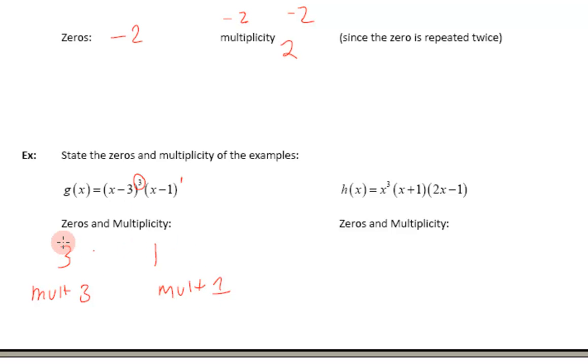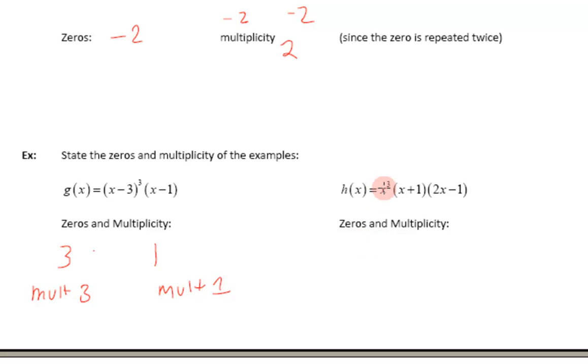And so that means there are 1, 2, 3, 4 zeros to this, right? There are 4 zeros. If you multiply this out here, you're going to get x to the 4th. Because this is x cubed, if you multiply it out times another x, so there are 4 zeros.